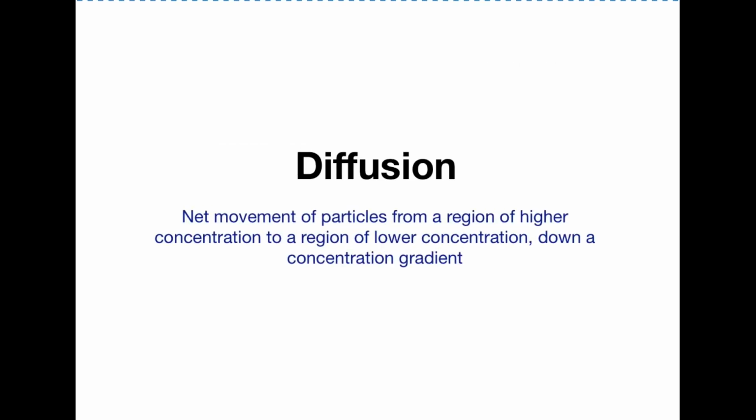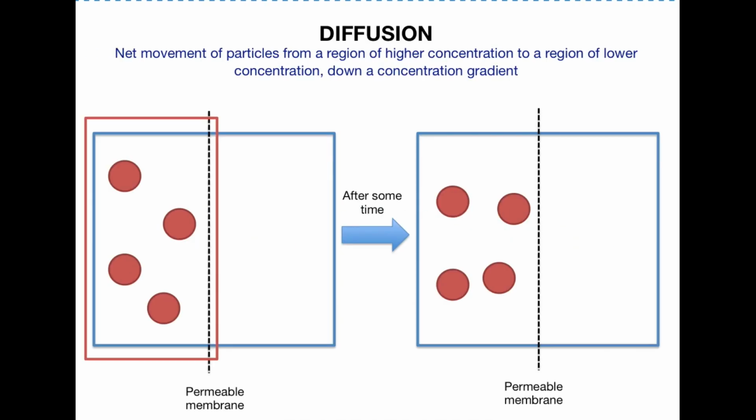Diffusion is the net movement of particles from a region of higher concentration to a region of lower concentration down a concentration gradient. In this case, the particles include ions as well as molecules. So what does this actually mean? Well, let's imagine this. There are initially 4 drops of red dye on the left-hand side of the container.